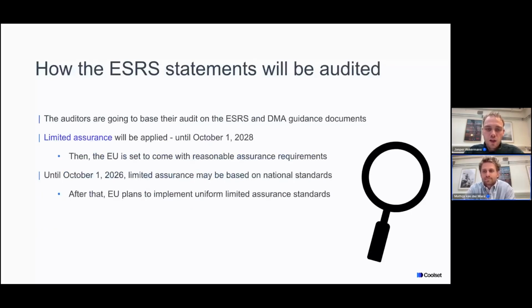So let's have a quick look at auditing. Auditing is the step at the very end of your reporting process. If you deem it complete, you send it to your auditor. The auditors are going to base their audits on the ESRS and DMA guidance documents. So what's in there is basically their holy grail.